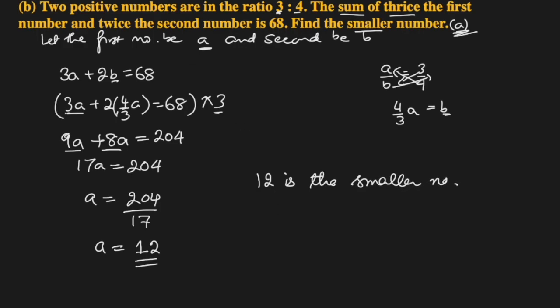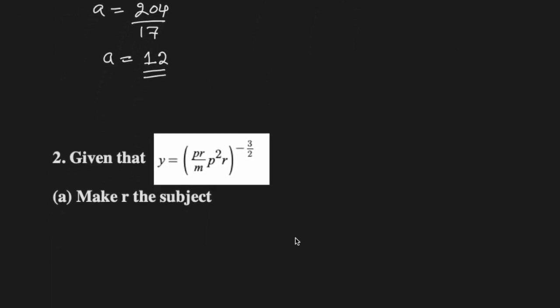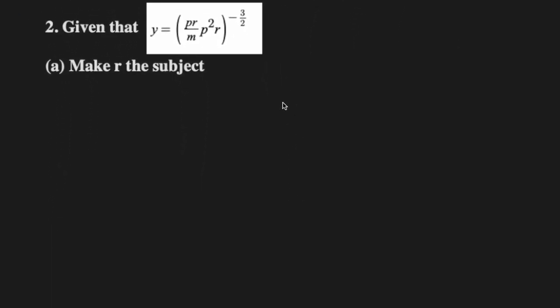All right, we have question number 2. Given that this is an equation, make R the subject. This is R here. We have to isolate this. To isolate R, this negative 3 over 2 must go first. Whenever we want to remove an exponent from one side, do this.